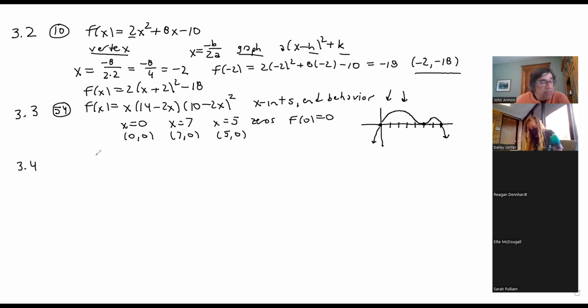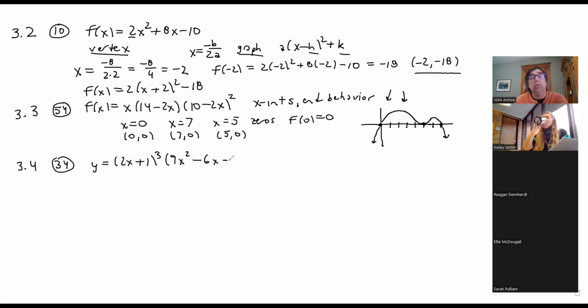All right, then a couple in 3.4. Let's do number 34 first. It has this function: 2x plus 1 cubed, and then 9x squared minus 6x plus 1. And you're asked to find the zeros and their multiplicities. So it's not asking for x-intercepts here, it's asking for the zeros. But if you know where the x-intercepts are, you know what the zeros are.